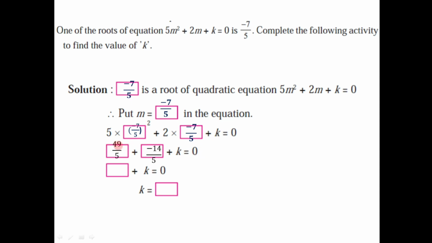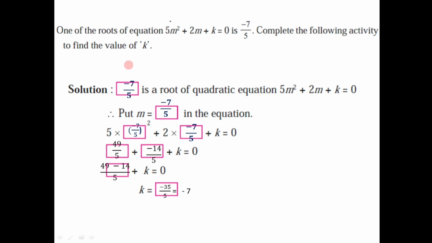If we solve these two, 49 by 5 plus minus 14 by 5, we get 49 minus 14 divided by 5, as the denominators are equal. So 49 minus 14 divided by 5 will be 35 divided by 5. If you take 35 divided by 5 to the right hand side, it will become minus 35 divided by 5. And if we divide minus 35 by 5, we get minus 7. So this is the value of k in this equation, that is, k is equal to minus 7.